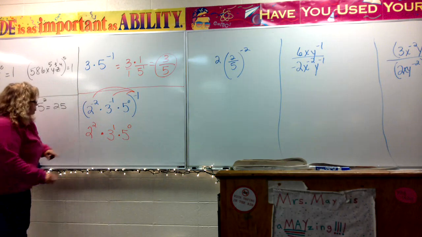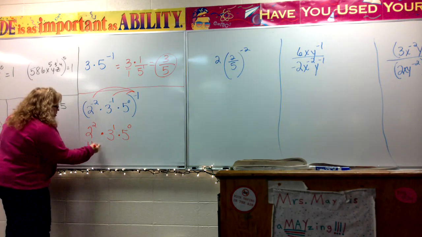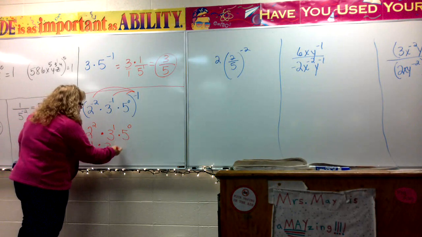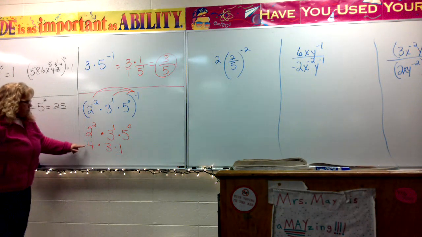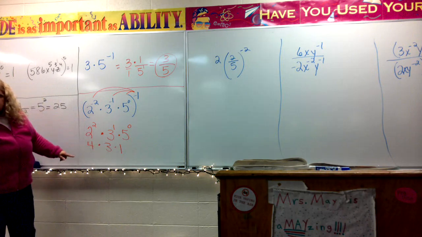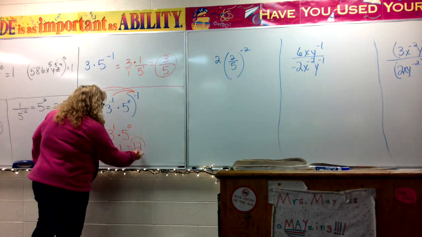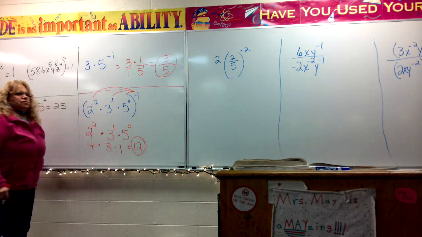Well, what is 2 squared? What is 3 to the first? What is 5 to the 0? And if you multiply all that stuff together, you get 12. Does that make sense? Questions so far?